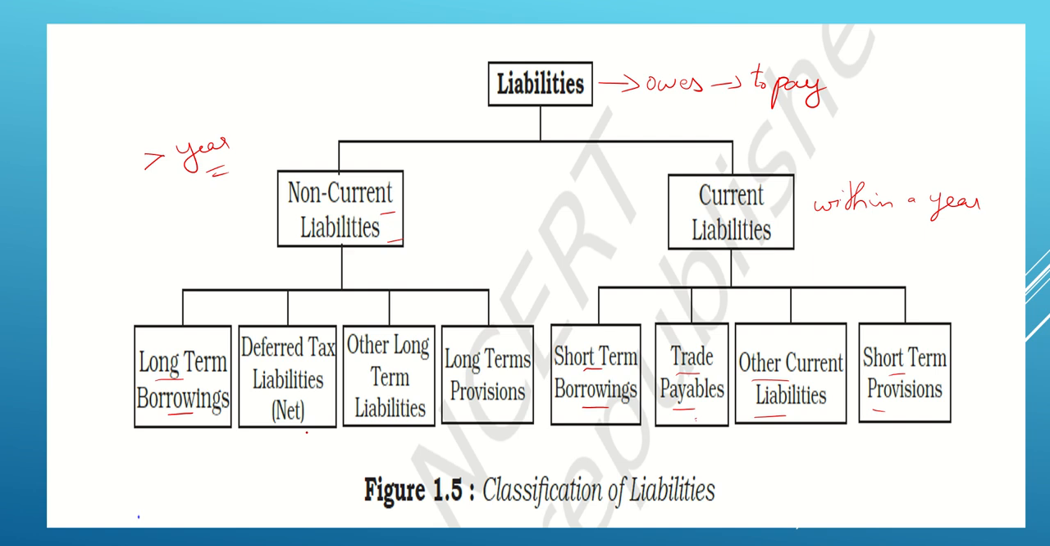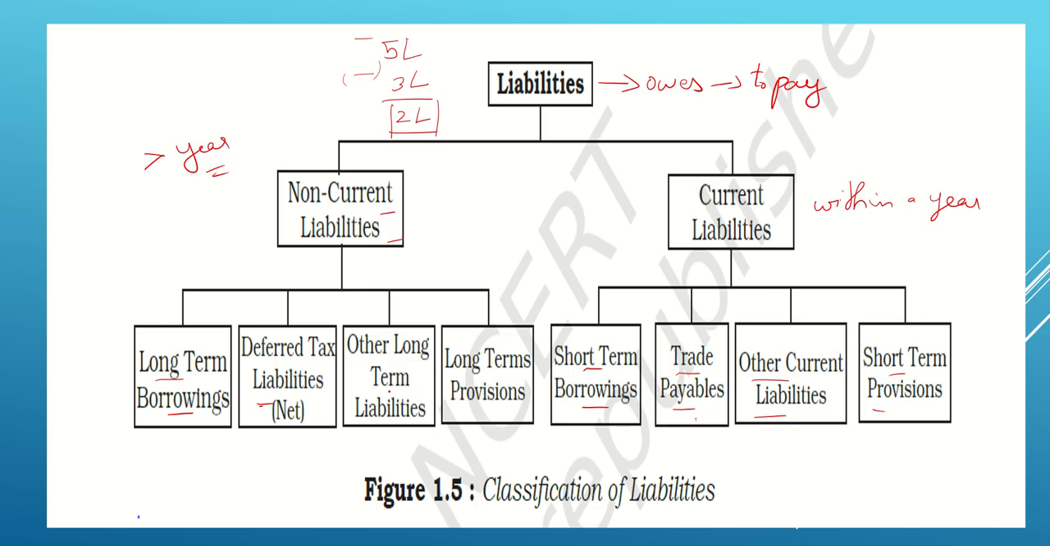And deferred tax liabilities. There we saw that the tax liability is 5 lakh, of which we have paid 3 lakh, right? So the balance 2 lakh which we are supposed to pay, this amount we have to mention here as deferred tax liability. We are supposed to pay the net amount, the difference of these two.